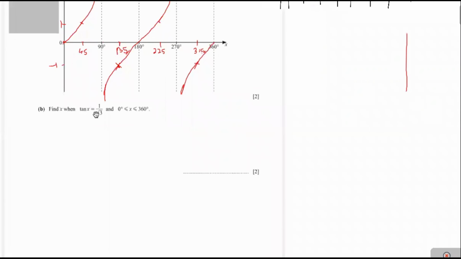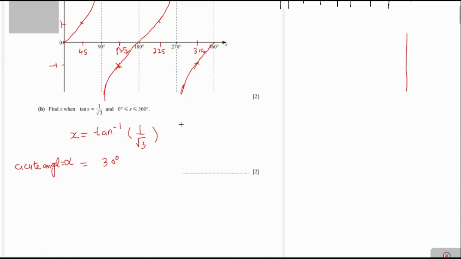Next is find x when tan x equals 1 over square root of 3. Now we can write it as x equals tan inverse of 1 over square root of 3. Now we take the acute angle value. Alpha is the acute angle, so alpha will be equal to tan inverse of 1 over square root of 3, that is equal to 30 degrees.